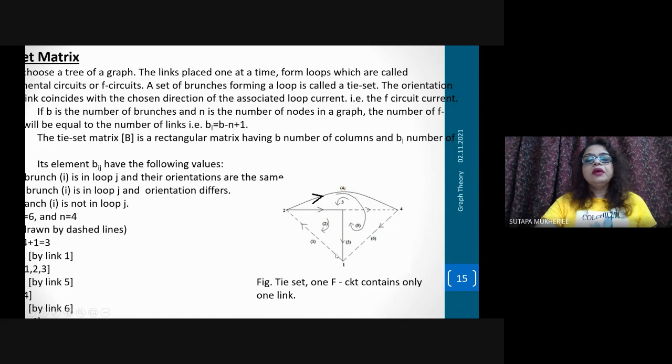Okay, fine. So first of all, you have to choose a tree. And the links placed one at a time form loops, which are called the fundamental circuits. So if you put a link here, this will form a loop. If you put the link here, this will form a loop. If you put the link here, this will also form a loop. So how many links are here? Mukul, how many links are here?